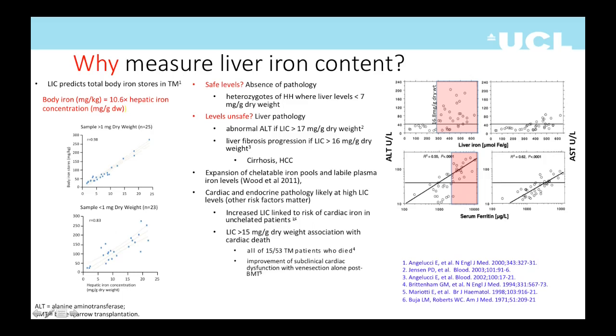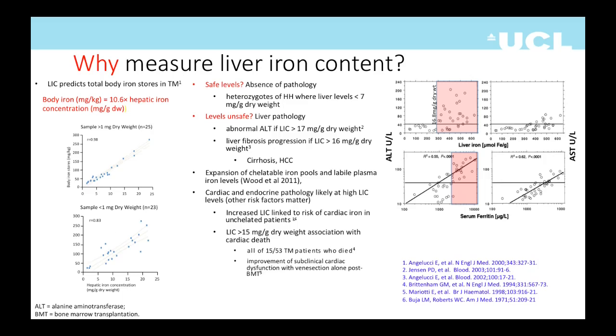So this is one of the main reasons why we track patients' LIC to understand what's their storage iron. There are obviously other reasons to do with safety. We know that patients whose LIC is below 7 are typically free from pathology, and pathology in the liver starts when LIC is above 16 or 17, as this work by Jensen showed. We have transaminitis above a certain level of LIC. And we also know that liver fibrosis progresses if LIC is above that threshold, and then we have the consequences of that, including cirrhosis and hepatocellular carcinoma.